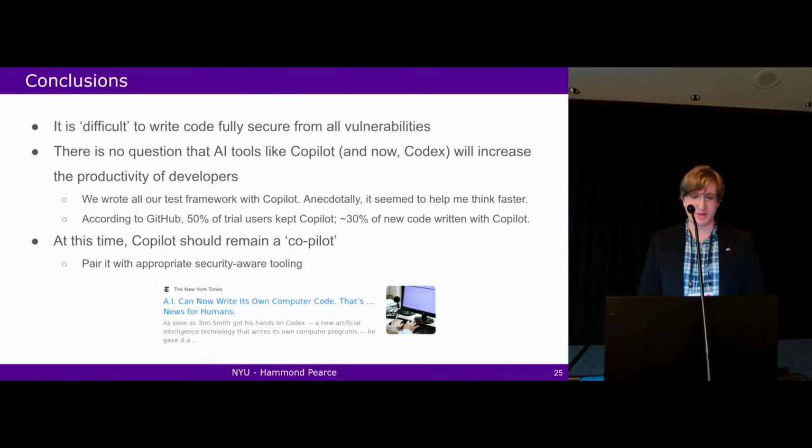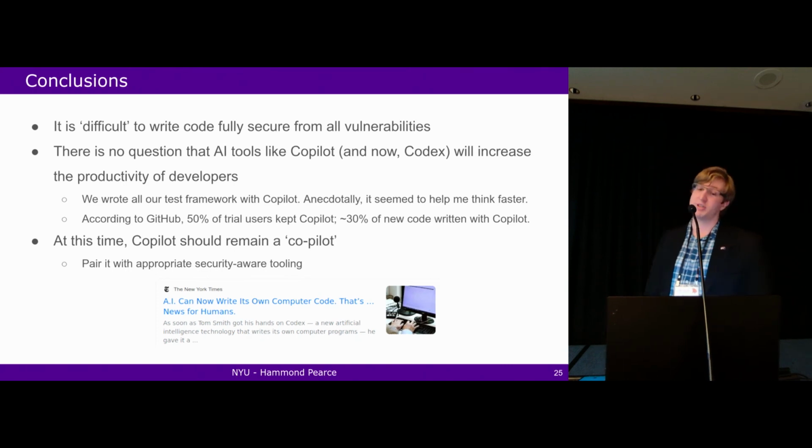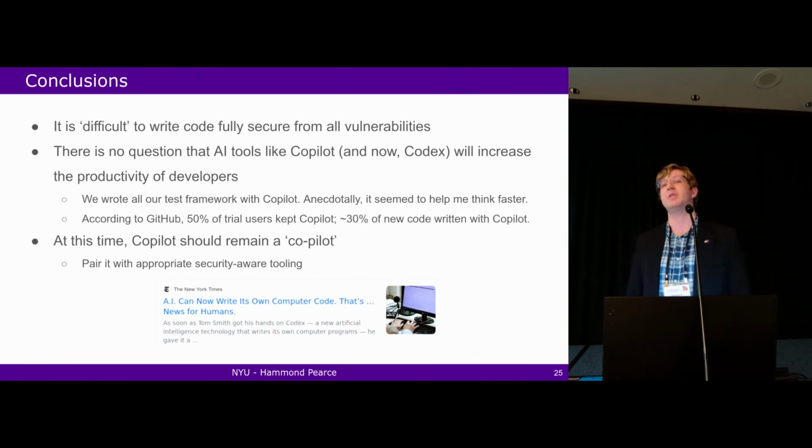According to GitHub, 50% of all trial users of GitHub Copilot have kept it switched on. That's insane stickability. And also, according to them, approximately 30% of new code that's committed to GitHub is now written with the assistance of GitHub Copilot. So that's pretty scary when you think about the chance for bugs to be appearing.